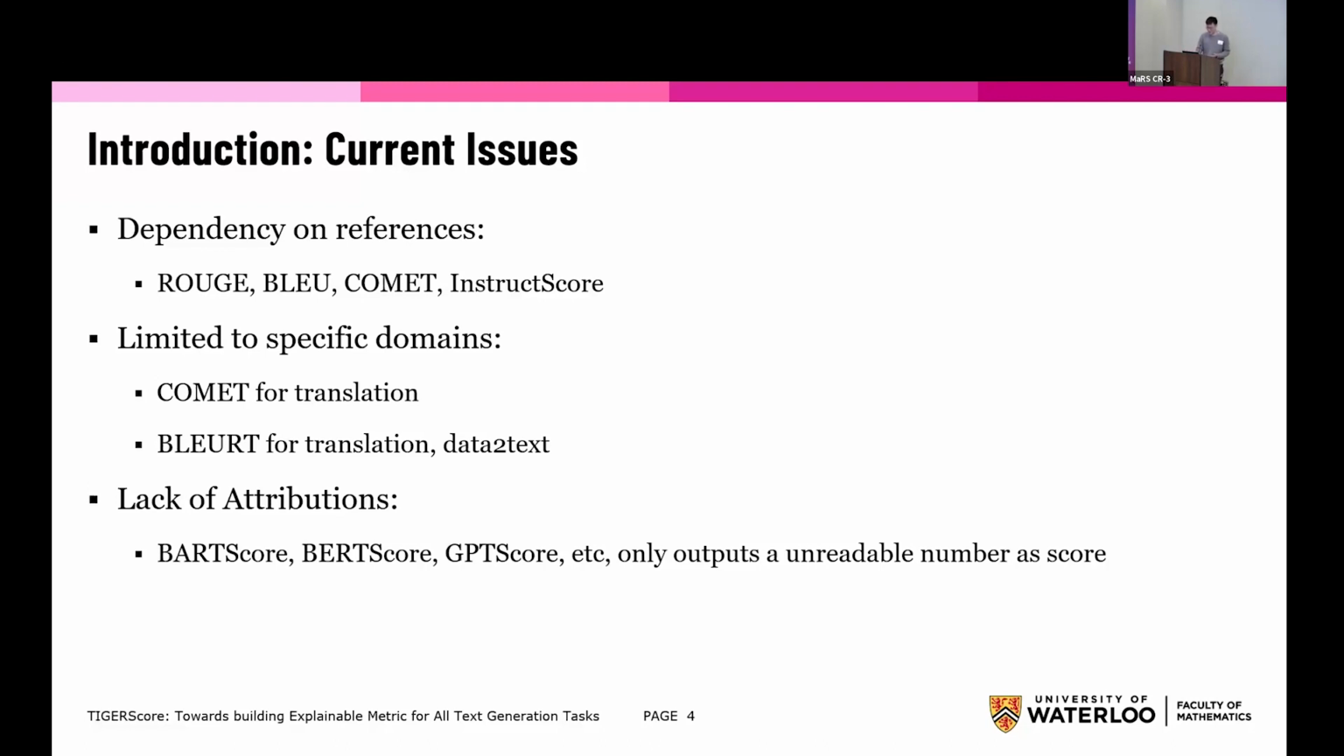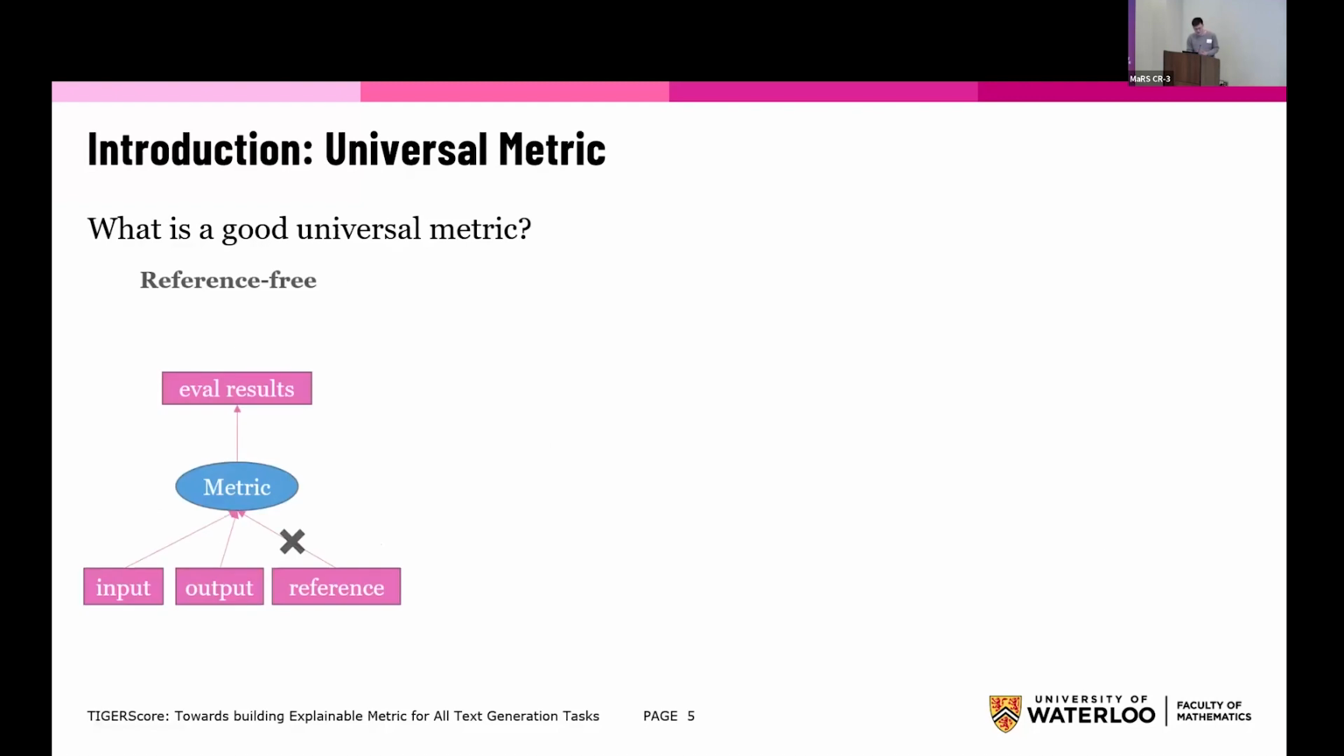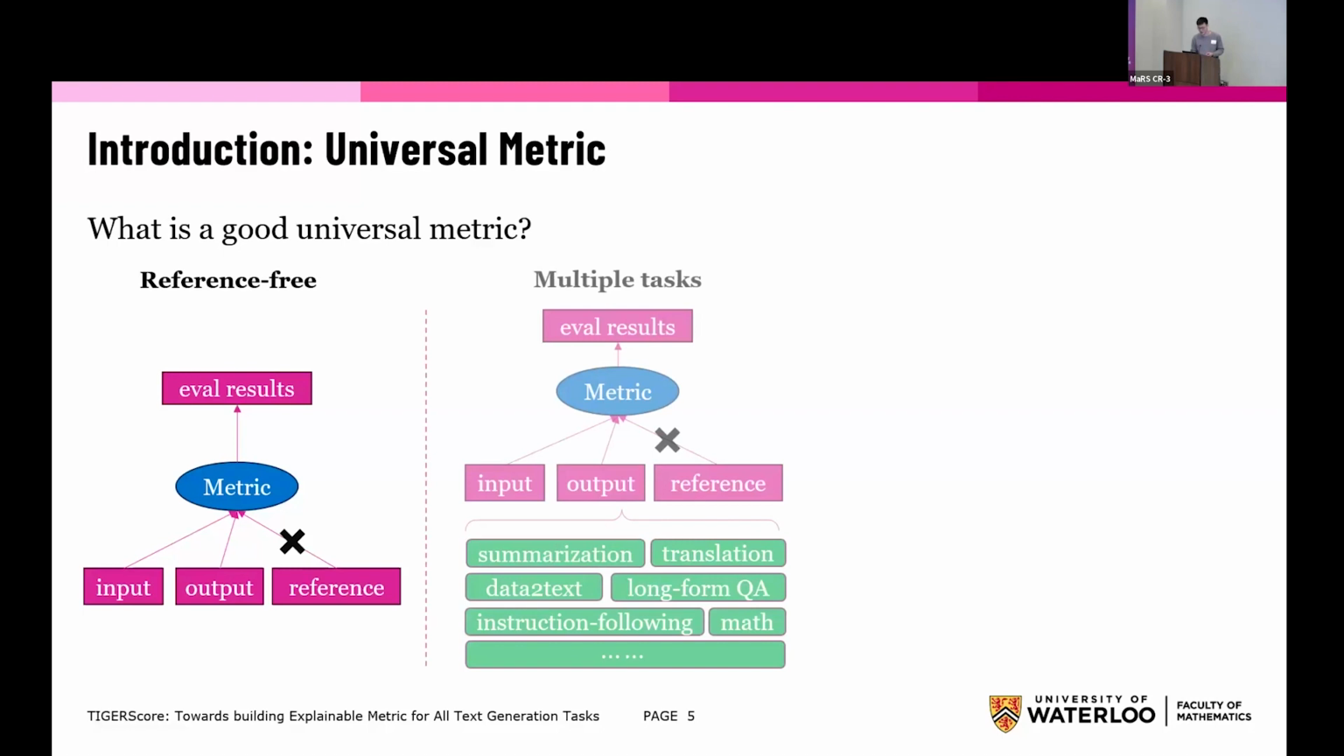So what is a good universal metric? The first one, as we said before, is that it should be reference-free. You can definitely use a reference-based metric to evaluate overall model performance on some benchmark, but in practical, real-world scenarios, it is very hard to find a reference for the input, right? So we want to develop a reference-free metric that outputs evaluation results.